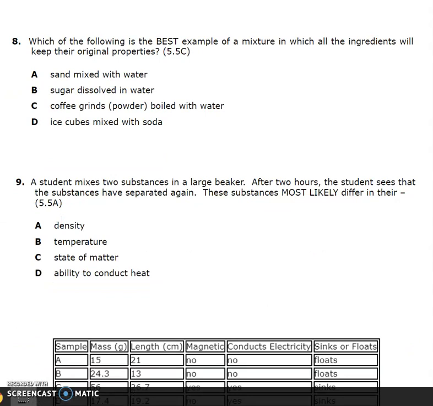Which of the following is the best example of a mixture in which all the ingredients will keep their original properties? Is it A. Sand mixed with water, B. Sugar dissolved in water, C. Coffee grounds, which is a powder, boiled with water, or D. Ice cubes mixed with soda?